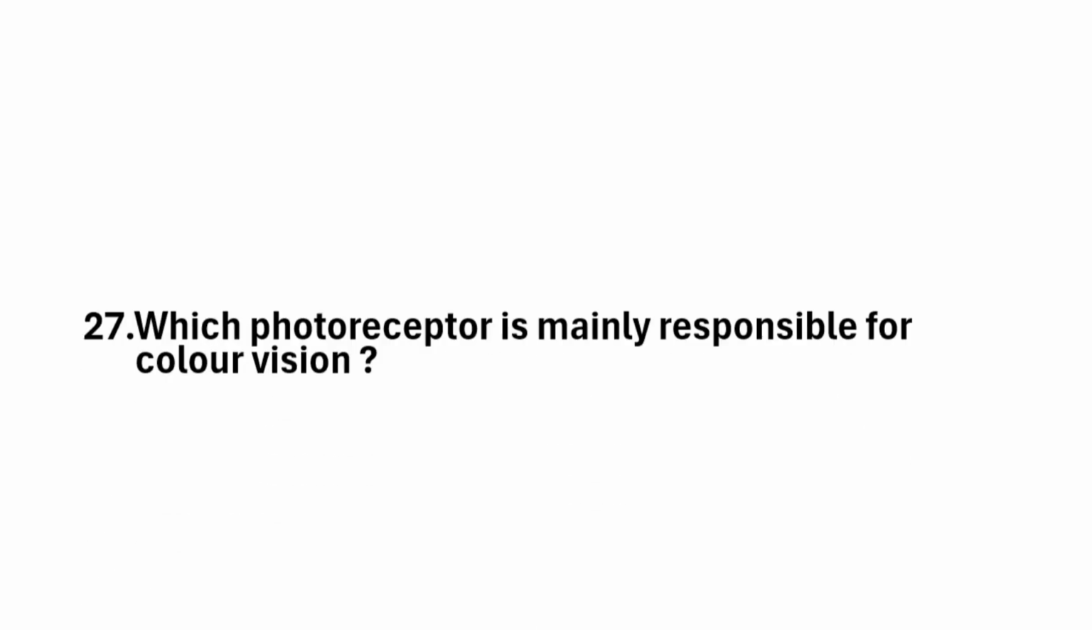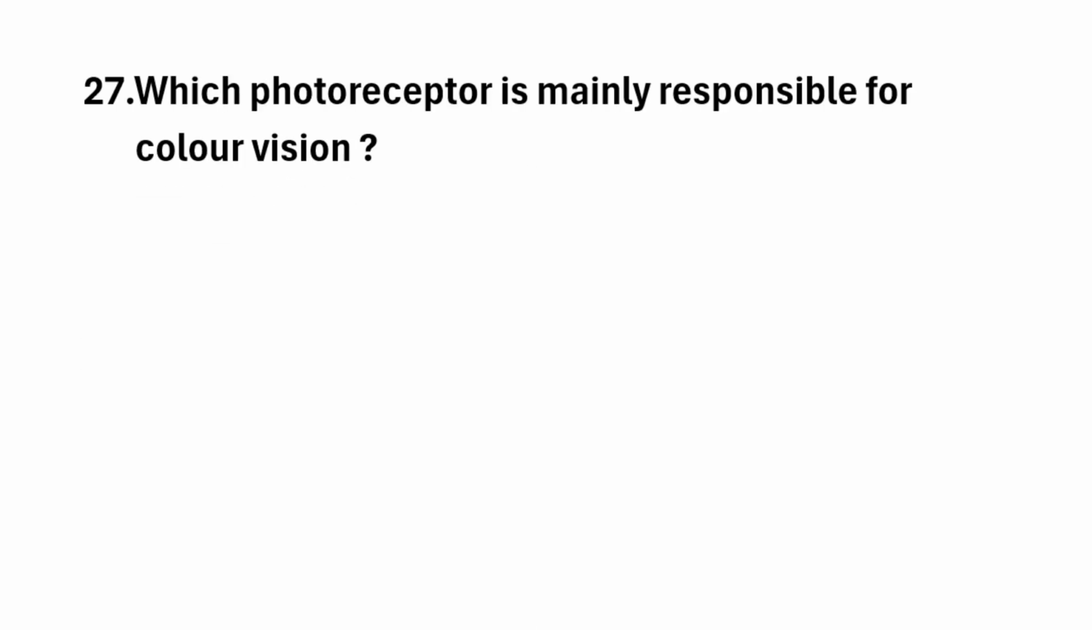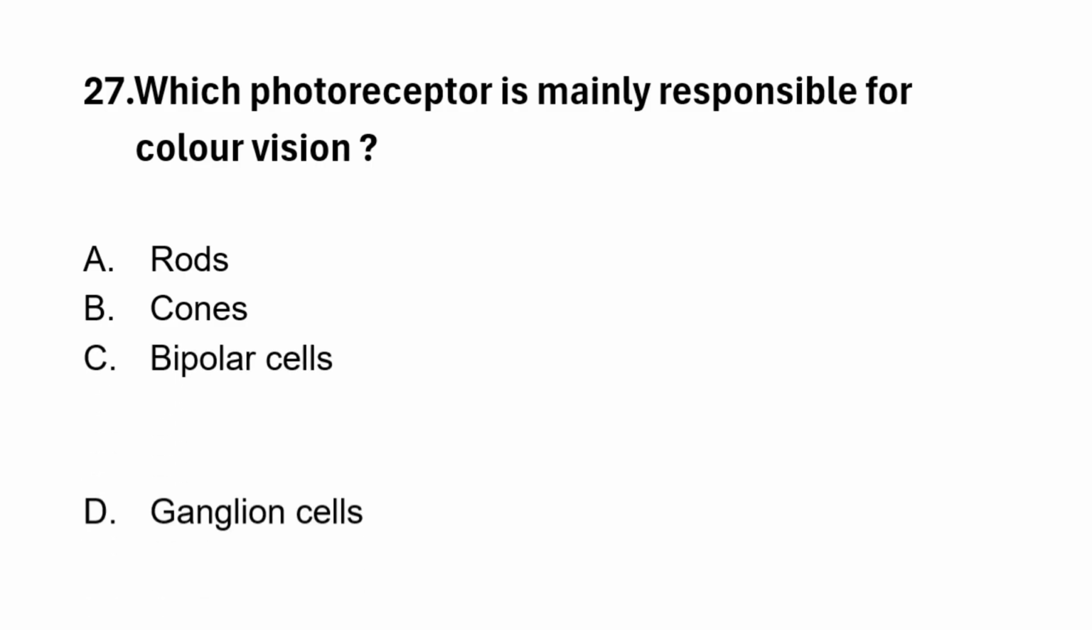So moving to the next question, question number 27. Which photoreceptor is mainly responsible for color vision? Option A rods, option B cones, option C bipolar cells, and option D ganglion cells. We will wait for 5 seconds. Try to answer the question.